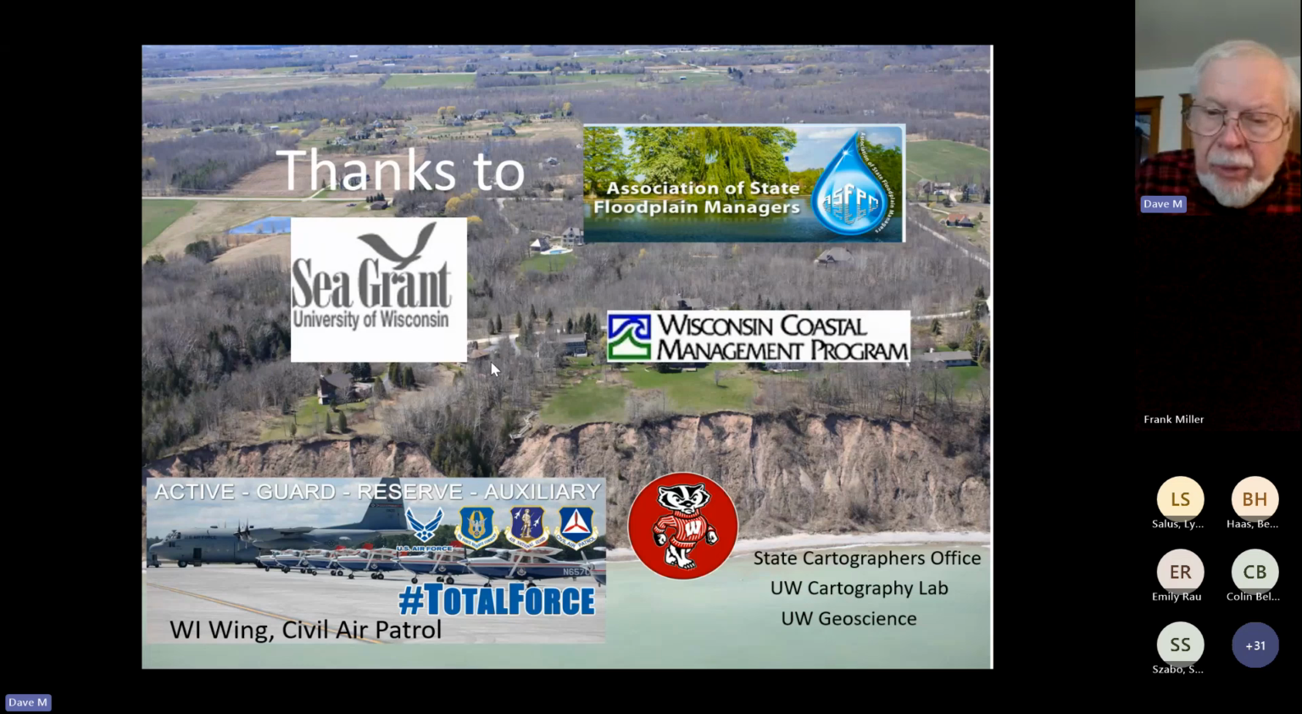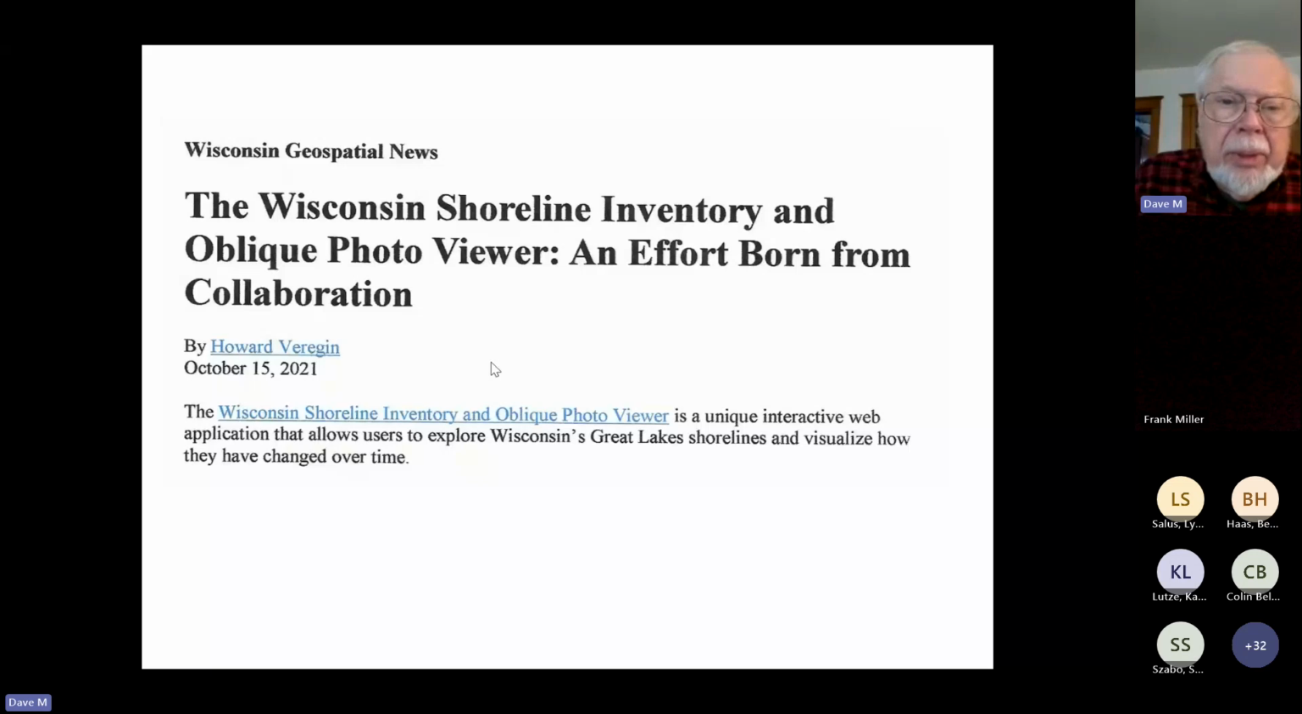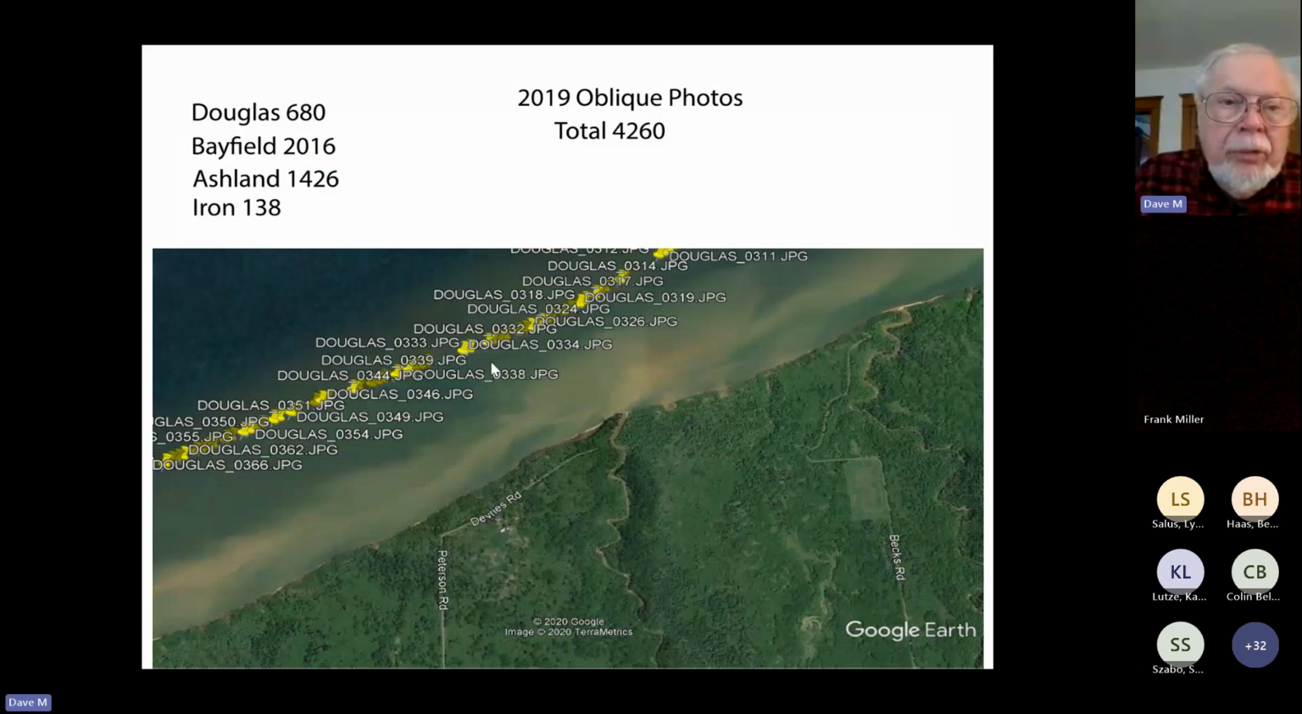As you can see in the bottom right, the state cartographer's office and the CART lab have been instrumental as well. I just point out that Howard Bergen wrote a paper on the shoreline inventory and its history, how it developed. There's a link you can see there, and if you want to look at detail, you can do that. I'm not going to spend time on the history. I want to spend more time on what it's all about.